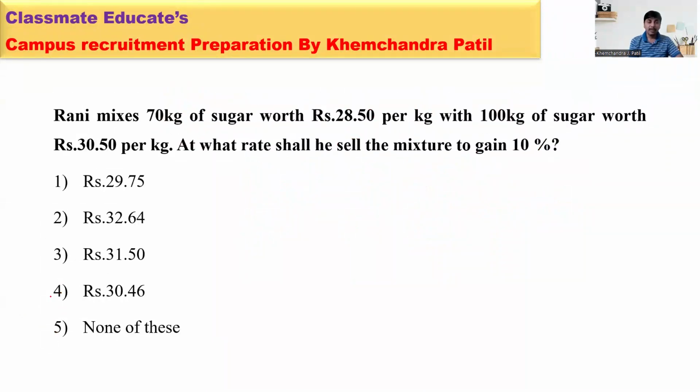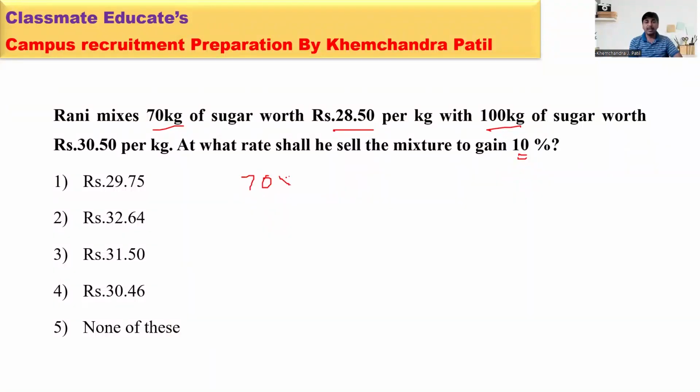Okay. Let us take this question, which is on mixture and allocation. Again, there is a use of profit and loss here. Rani mixes 70 kgs of sugar worth rupees 28.50 per kg with 100 kgs of sugar worth rupees 30.50 per kg. At what rate should he sell the mixture at 10% gain? So first find the cost price of these 170 kgs, this 70 and 100. From this you have to figure out the cost per kg for this mixture.